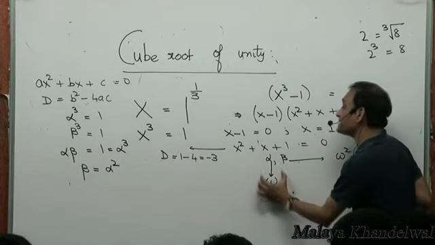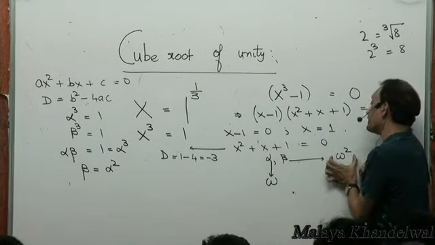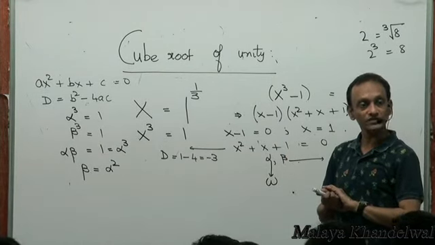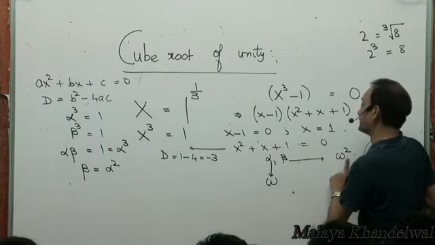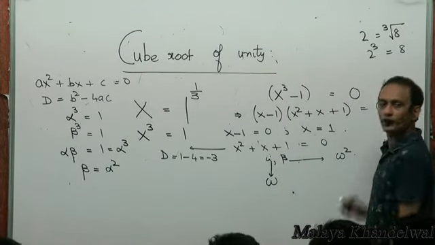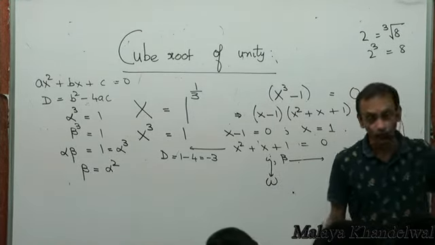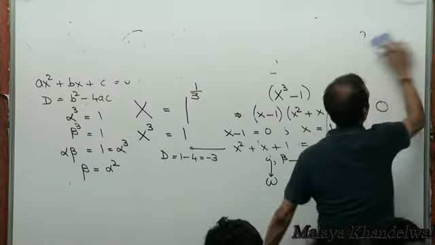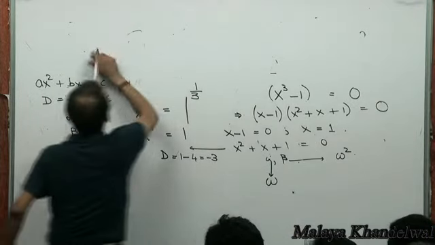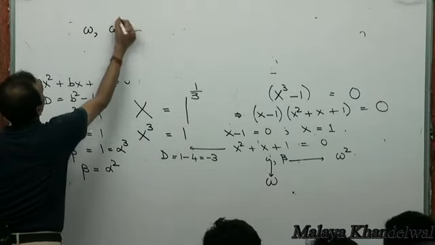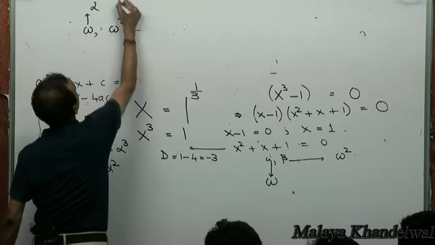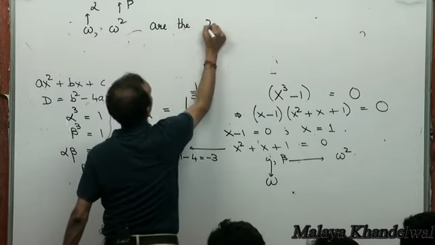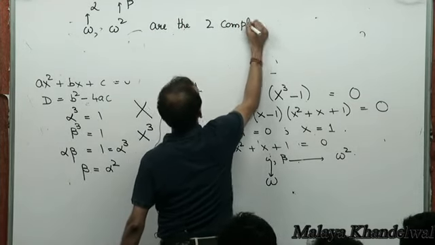So if omega is one of the complex cube roots of unity, then omega squared will be the other complex cube root of unity. And omega and omega squared, that is alpha and beta, are the roots of this quadratic, x squared plus x plus 1. Omega is like alpha, omega squared is like beta, the two complex cube roots of unity.